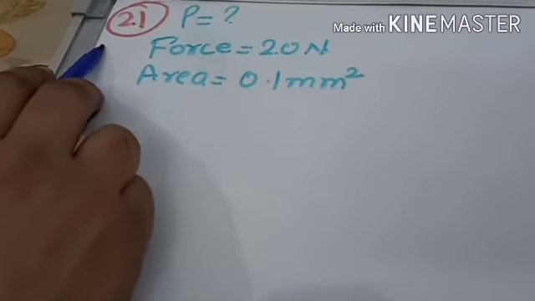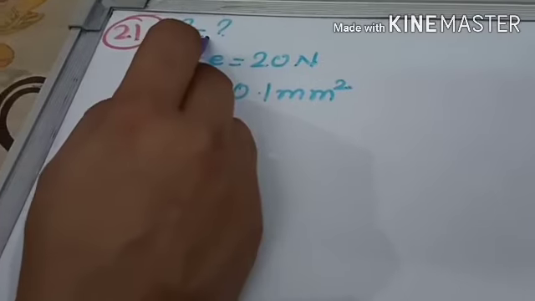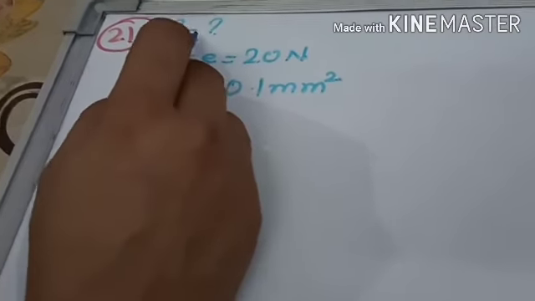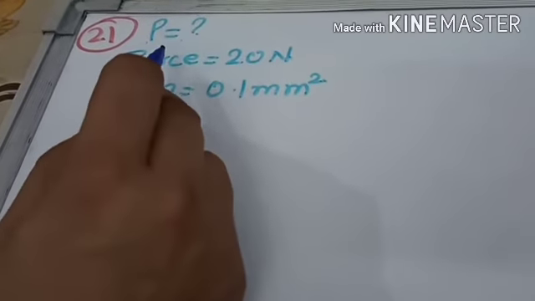Question number 21. Calculate the pressure exerted at the point of a drawing pin if pushed against a board with the force of 20 Newton. This is 20 Newton.